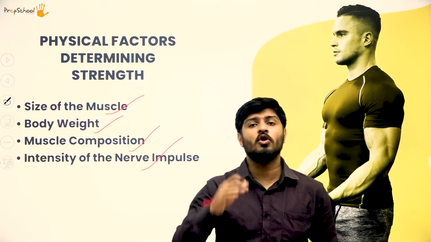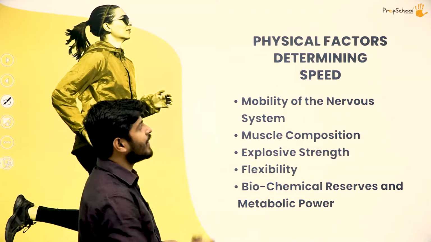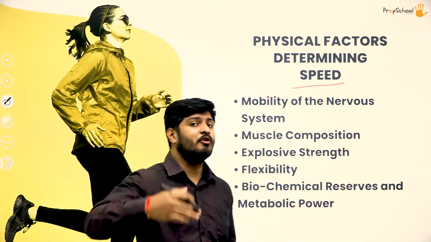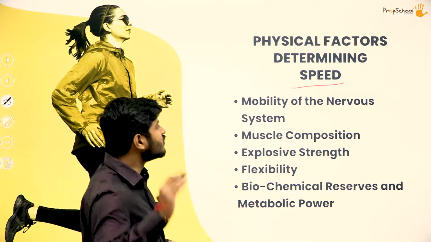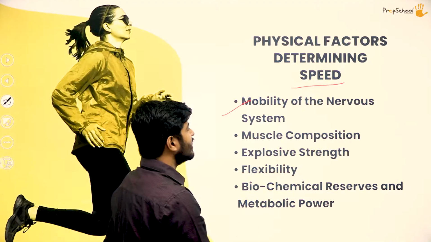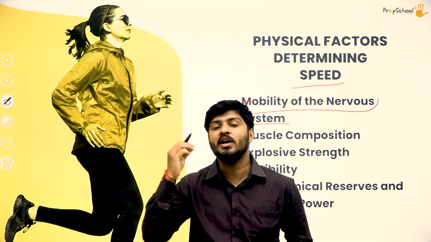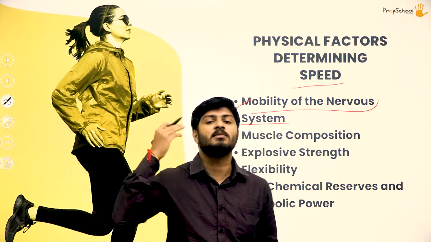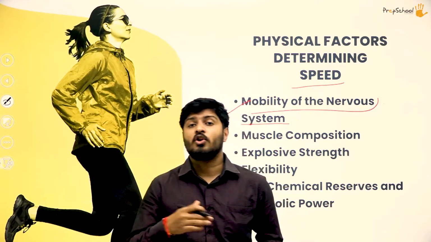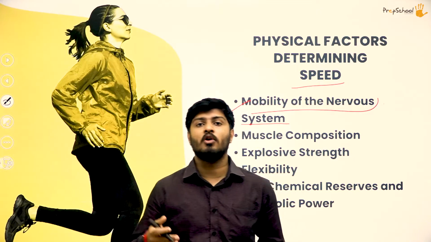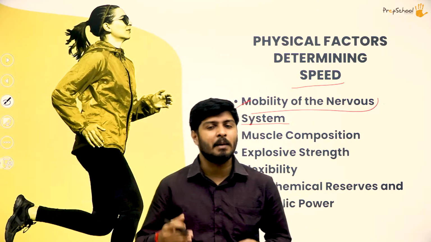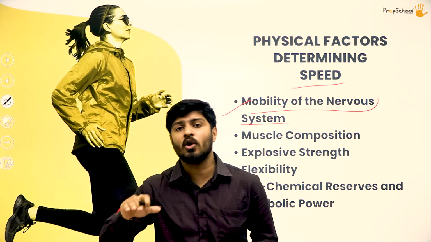Okay, so now let's move on to our next topic, that is physical factors determining speed. What are the different factors that are responsible for speed? What is the first one? Mobility of the nervous system. When you talk about mobility of the nervous system, we are talking about different neural activities. How fast does the body calculate when you run, when you quickly change your pace, when you suddenly slow down, when you calculate different kinds of strategies and patterns of running to achieve a certain goal on the field.